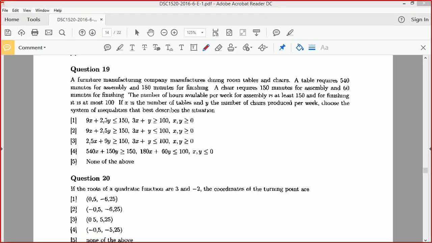If X is the number of tables, this is X, and Y is the number of chairs. Just a quick question: are you happy with the units of measurement? No, they're giving minutes and hours, hey? Exactly, that's important to note. So we need to convert that. Oh, do we convert it? I can't remember now. Yes, you have to. You can't work with minutes and hours. So which one are you going to work with?